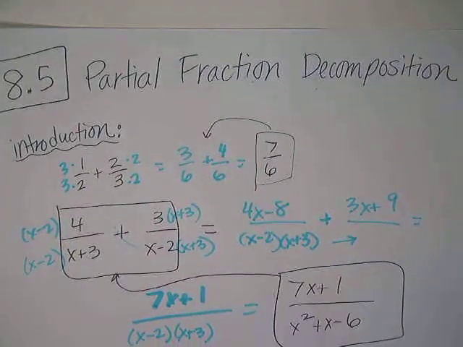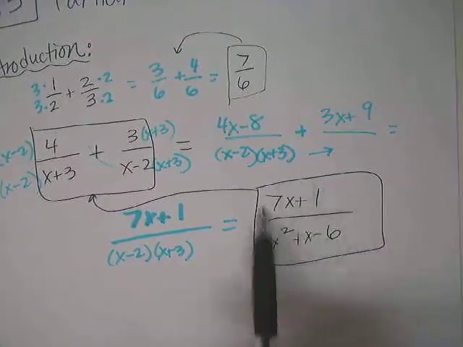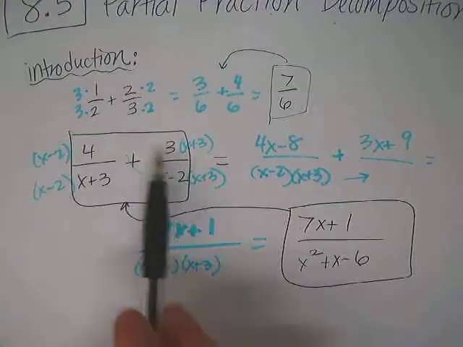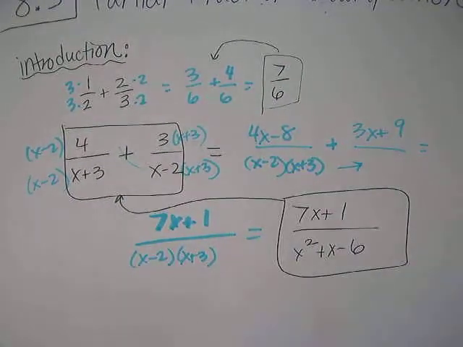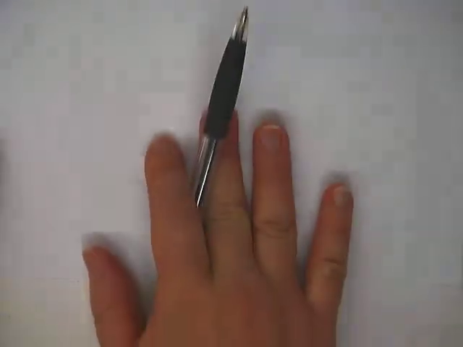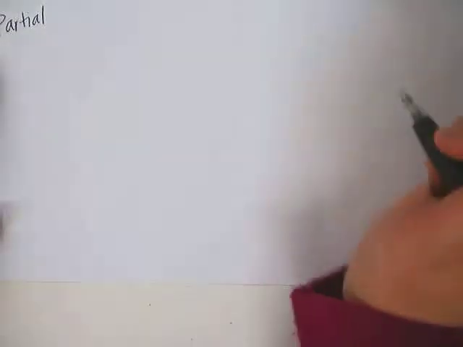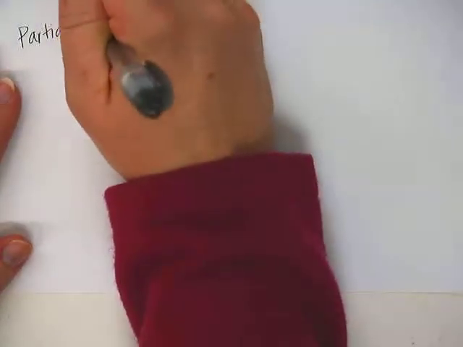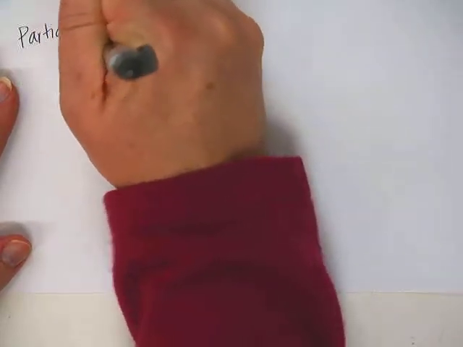Alright, so our goal with partial fraction decomposition is to take a fraction like this and turn it into smaller fractions that would have added together to get that in the first place. Here we go. Alright, let's do the partial. I'm going to do an example first and then I'll kind of give you some rules, okay? Let's do the partial fraction decomposition.